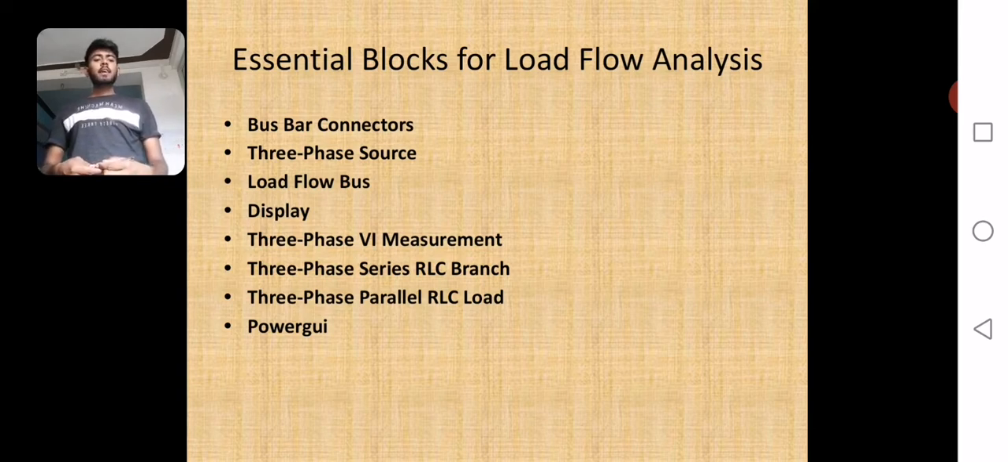We need to select the right three-phase voltage source for the model to conduct a load flow analysis. The selection of the source depends on whether we want to prioritize simulation accuracy or performance. And the third is the load flow bus. The load flow bus is required to specify the bus location and parameters to solve the load flow.